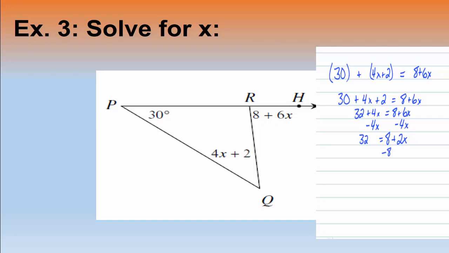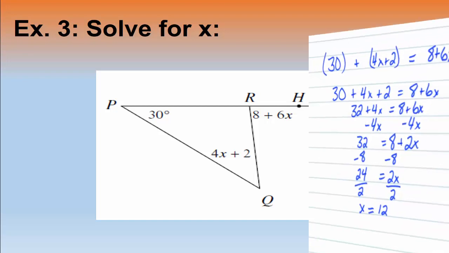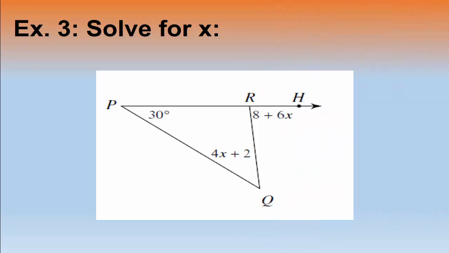We still want to work on isolating that variable, so I'm now going to follow my reverse order of operations, subtracting 8 from both sides to where we will get 24 equals 2x. And then finally I will divide by 2 so that x is equal to 12. Now, knowing the value of x is very helpful because I could technically find the degree measure for each angle on this image simply now because I know the value of x.